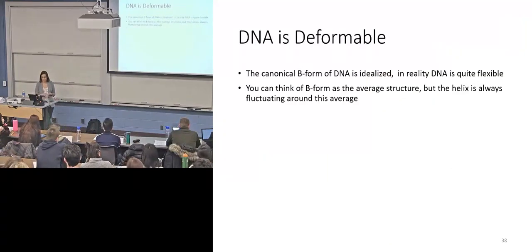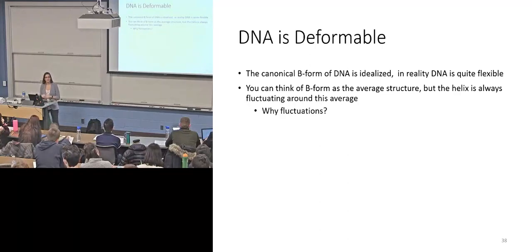DNA is deformable, so we have our idealized B form, okay? That's not real life. In reality, DNA is actually quite flexible. A way to think about it is that B form is sort of an average structure. If you have a whole bunch of DNA helices, they're fluctuating, and on average that is the structure it'll be. Why do we have fluctuations in size? Why do we have deformability? I'm looking for two things.